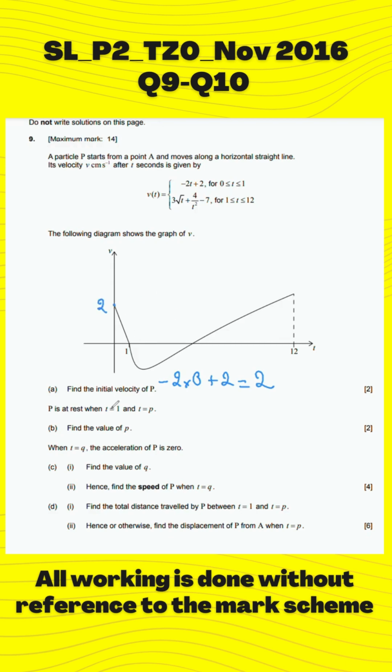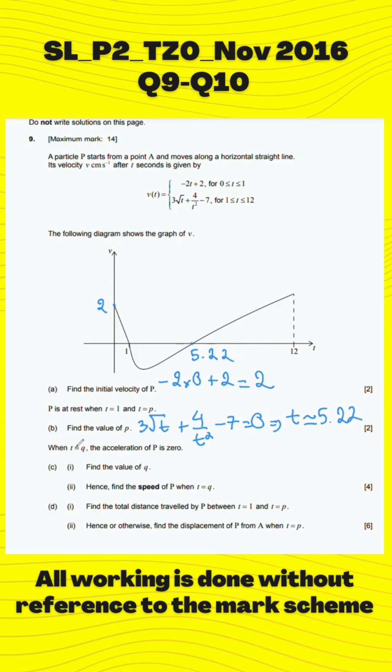P is at rest at t equal 1 and t equal with p. We know that p is bigger than 1, so we will use the second equation. At rest, that means the velocity equal with 0. So 3 square root t plus 4 over t squared minus 7 equal with 0. Put this function into GDC and find the x-intercept. So t will be nearly 5.22. So this point will be 5.22.